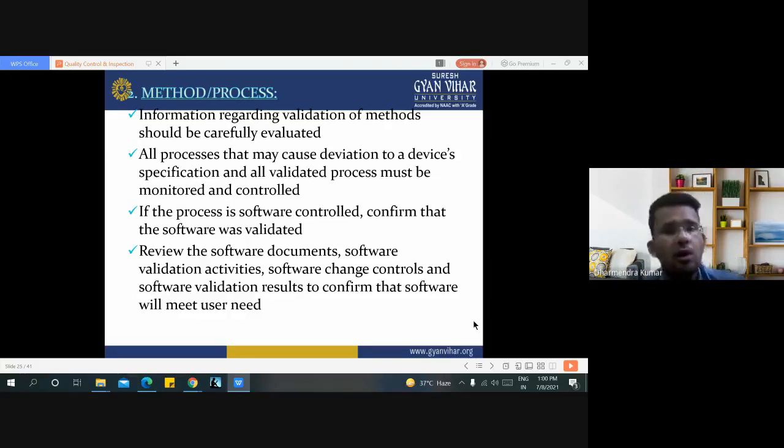And overall examine that particular type of software, and in the last we make sure that overall it meets user needs or not.